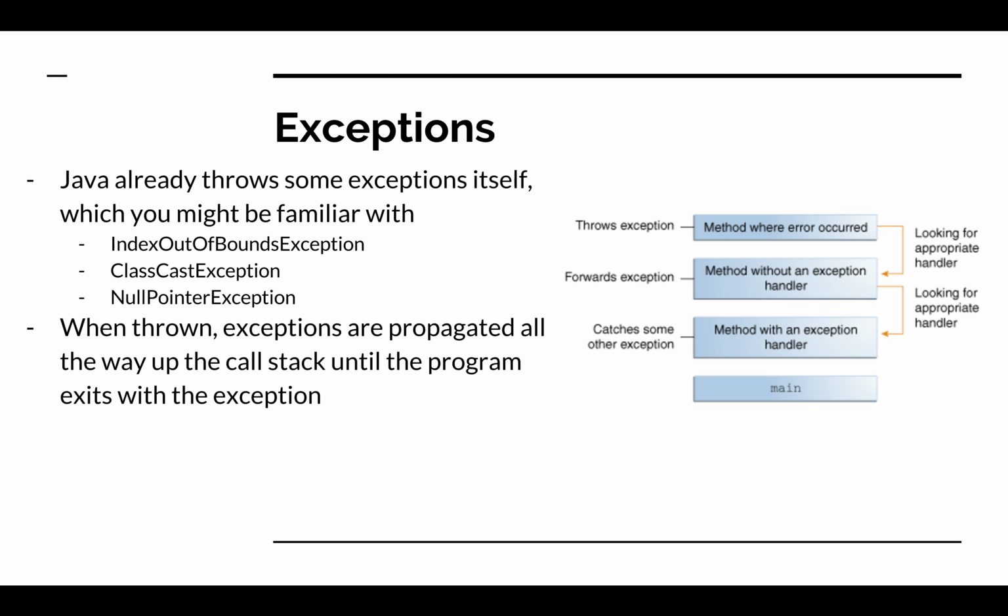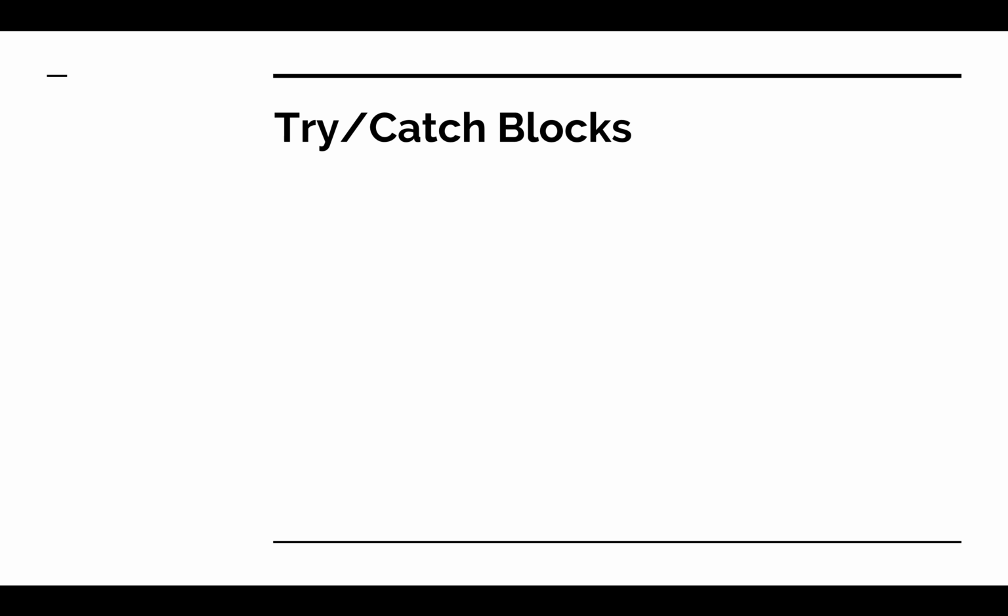So when thrown, exceptions are propagated all the way up the call stack until the program exits with the exception, unless you catch the exception somewhere in the call stack. In the diagram here, you can see that this top method is where the error occurred. So it throws an exception, and if there's no way to catch it there, it would go to the method that called that method and see if that one has an exception handler. And if that doesn't, it would go to the next method that called that method, all the way until you reach main, unless any of these has an exception handler that can handle the exception that was thrown.